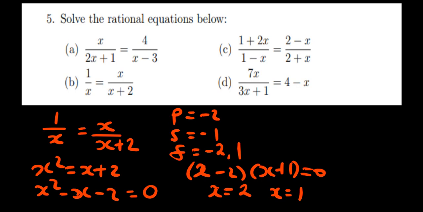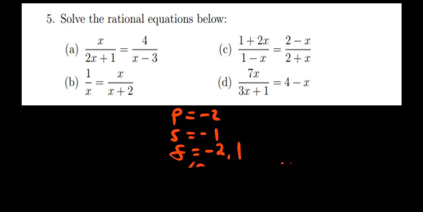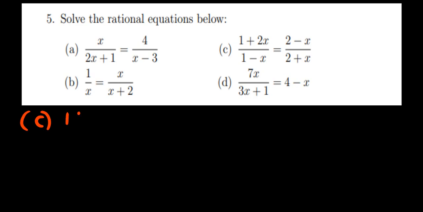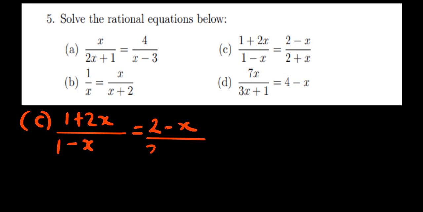We can also solve this other one. Let's solve C. So I'm going to solve C. You're going to say 1 plus 2x over 1 minus x is equal to 2 minus x over 2 plus x. So what I'm going to do is just cross multiply, nothing much.